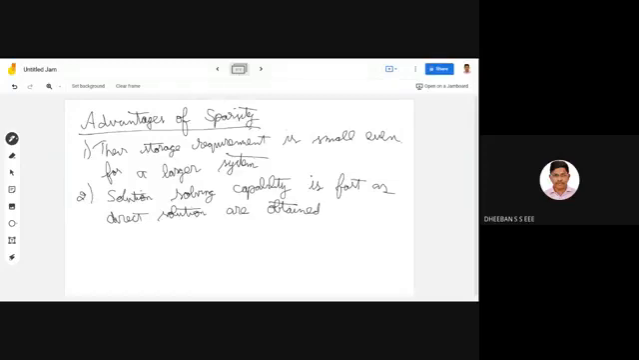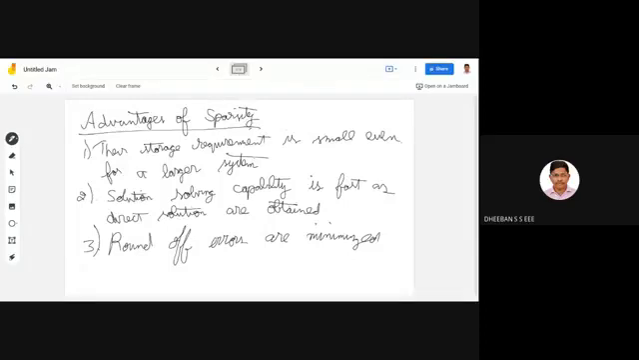And the third and final one is that round-off errors are minimized. So this is with respect to your sparsity. They might be asking you this separately in your 2 marks.